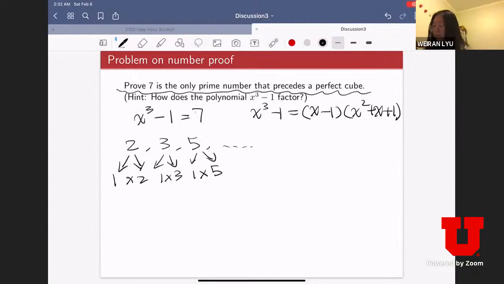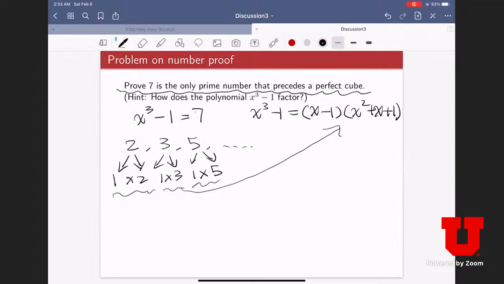So if you think about this in terms of this equation right here, we also have 2 terms that multiply together. How does this imply this two term? You have to set x minus 1 equal to 1, and then x squared plus x plus 1 has to equal that prime number, I'm guessing, something like that.